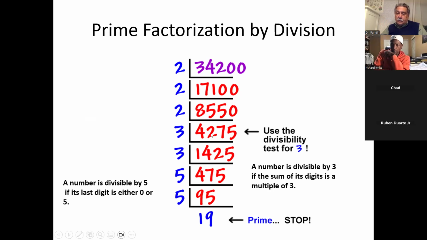Here, 4 plus 2 is 6. 6 plus 7 is 13. 13 plus 5 is 18. And 18 divided by 3 is 6. So we keep doing that, and then we come here, and also about 5. A number is divisible by 5 if its last digit is either 0 or 5. So we can divide it by 5. So these are the prime numbers. And we stop right here. 19 is prime. If you multiply these blue numbers, you get the original number, 34,200. All right?